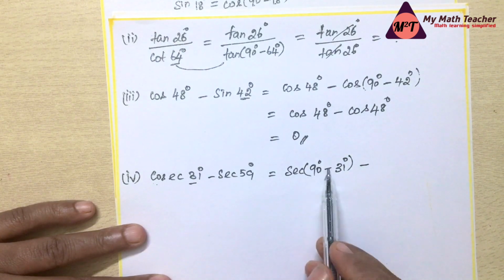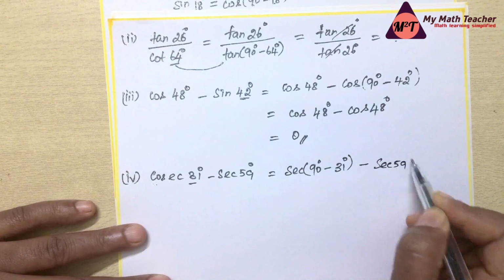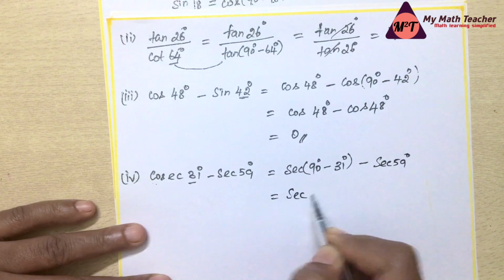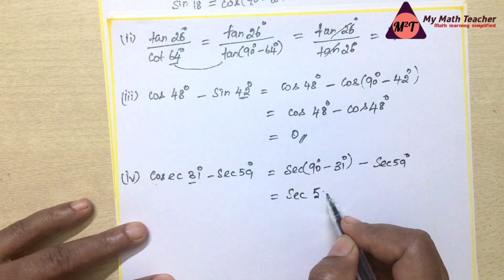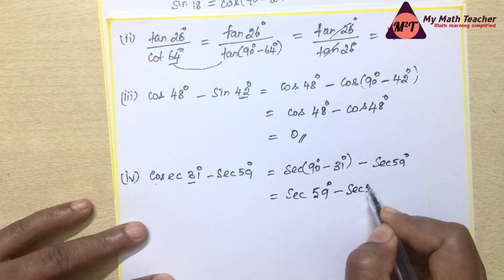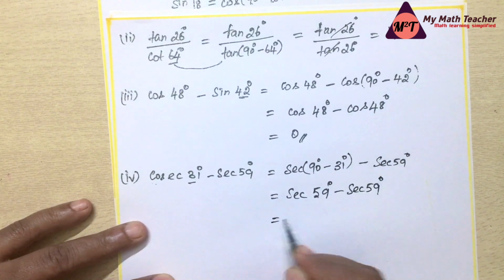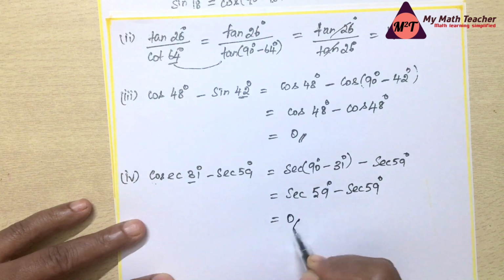So secant (90 minus 31) degrees minus secant 59 degrees, which is secant 90 minus 31, that is 59 degrees, minus secant 59 degrees. Here secant 59 minus secant 59 becomes 0.